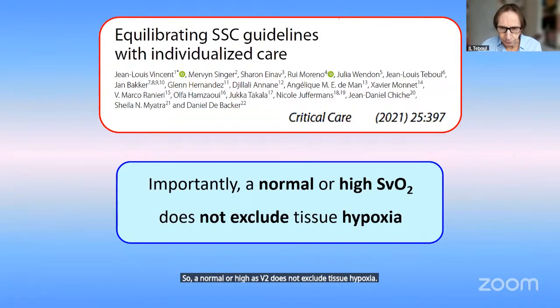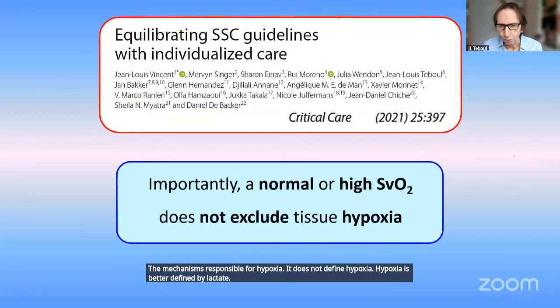This is very important. Hypoxia is not defined by SVO2. SVO2 can help to understand the mechanisms responsible for hypoxia, but it does not define hypoxia. Hypoxia is better defined by lactate, for example, or maybe capillary refill time.